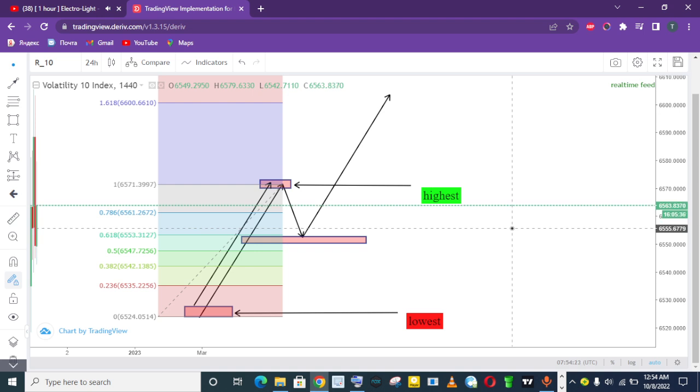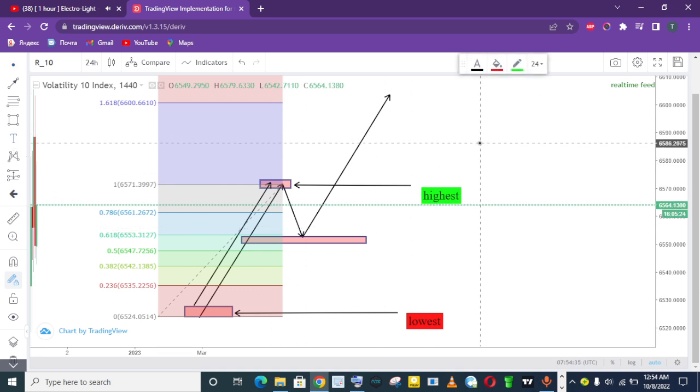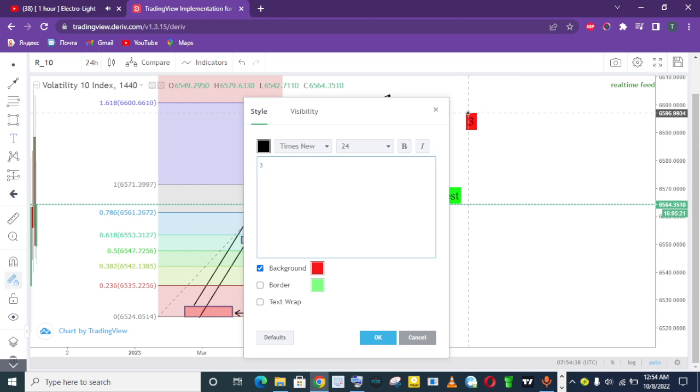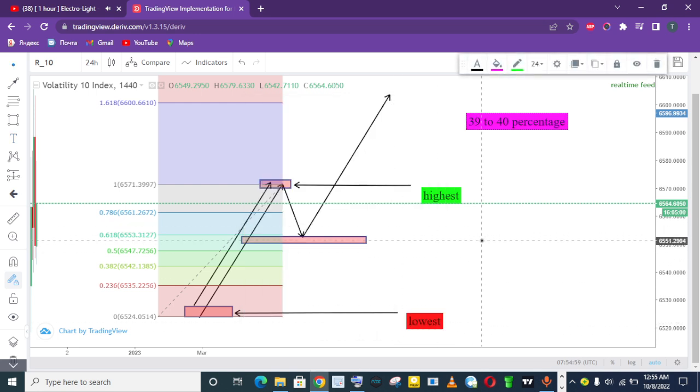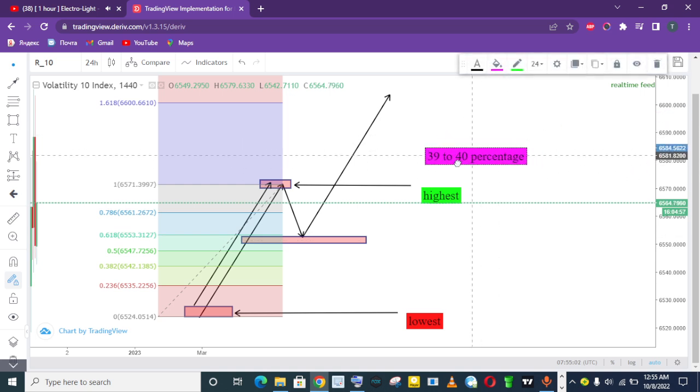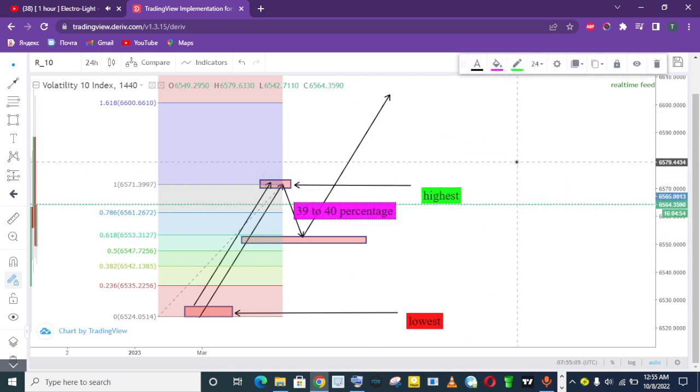Those certain ratios basically represent areas where the market is going to reverse. And as I told you, usually the market makes a 39 to 40% reversal. Let me highlight this. The market usually makes a 39 to 40% retracement. Write this down, guys, or take a screenshot. The market makes a 39 to 40% retracement in every move it does.